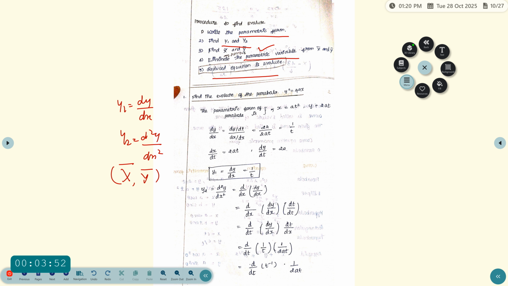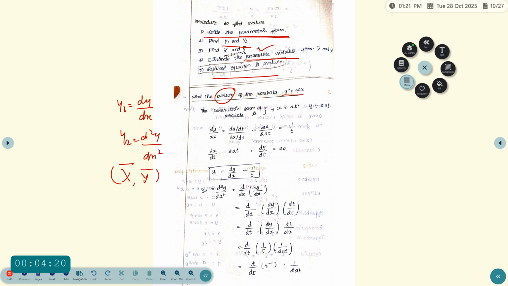Okay. So first they are asking to find the evolute of the parabola y square equal to 4ax. Simply they have given that, find the evolute of the parabola y square equal to 4ax. They are not giving the parametric equation. We must know the parametric equations of some basic curves, then only are we able to start the problem itself. Now, the first step is what we have given already: write the parametric form of the given curve.